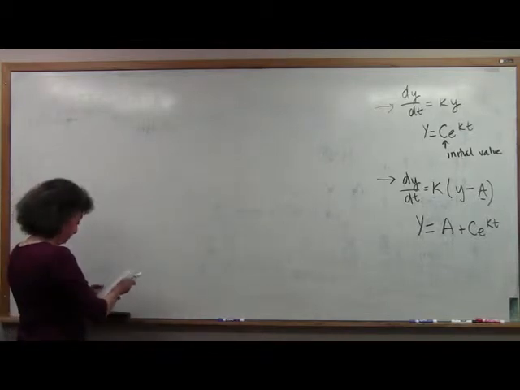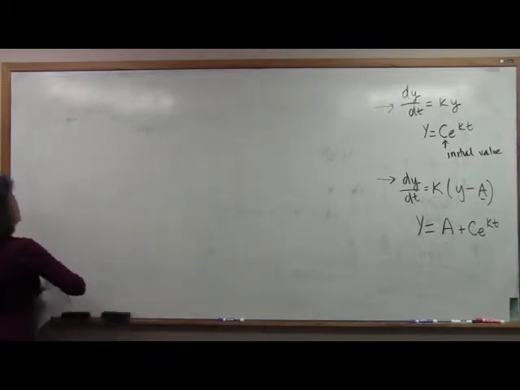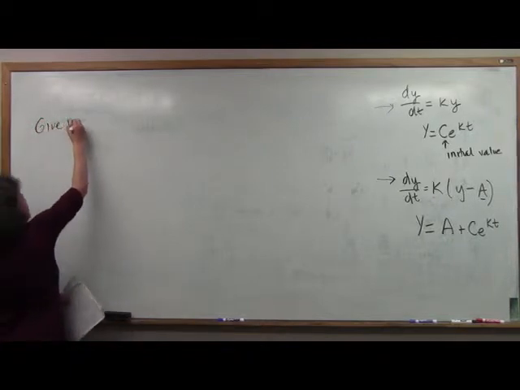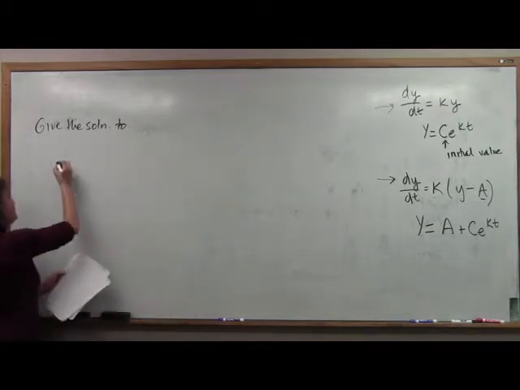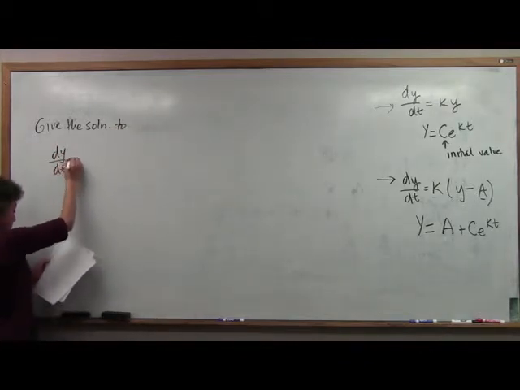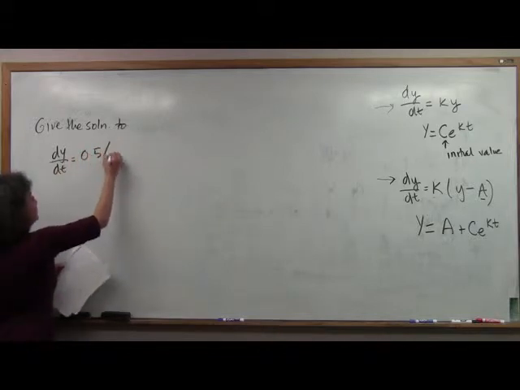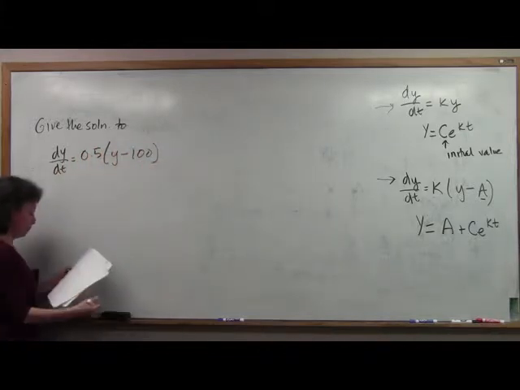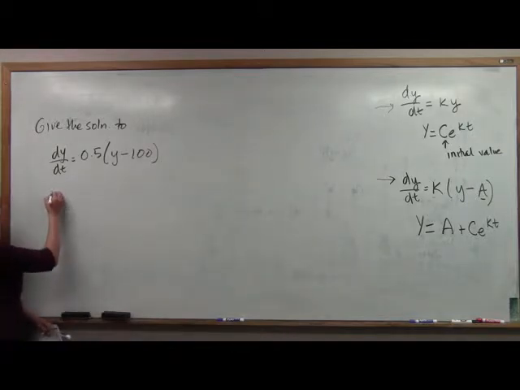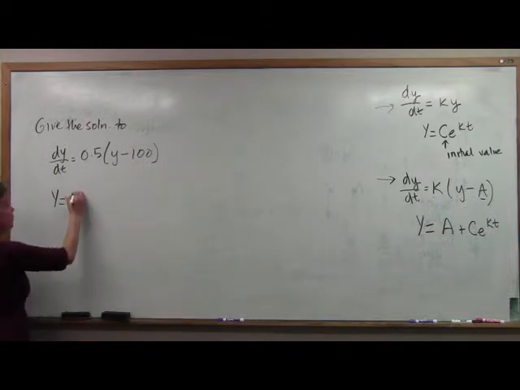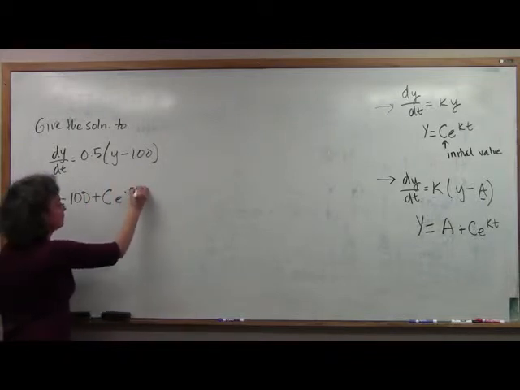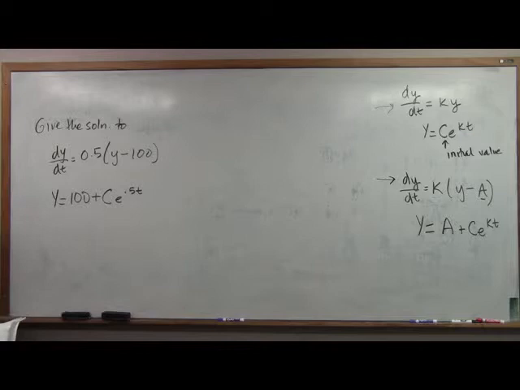For example, what I want us to do is give the solution to, well, what if I say dy/dt is 0.5 times (y minus 100)? Well, let's translate. y equals, notice that's my a, 100 plus c e to the 0.5t. And that's all we can do with that.